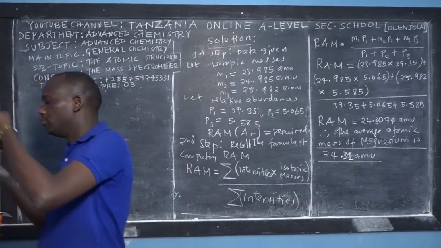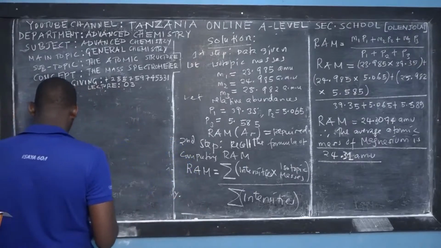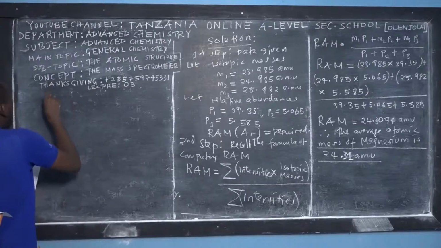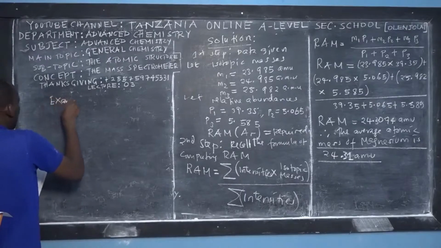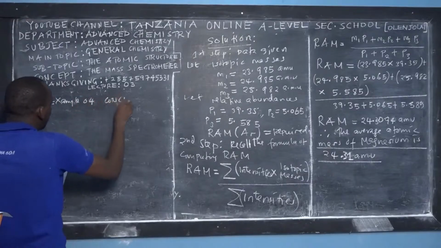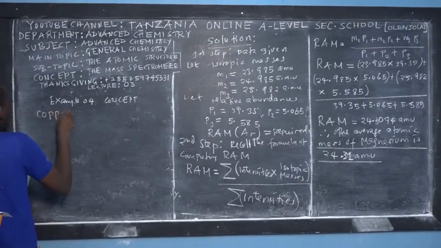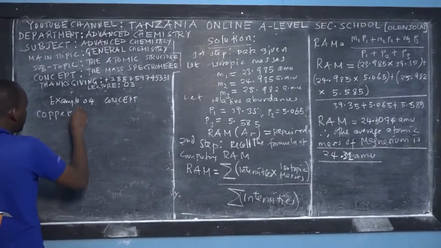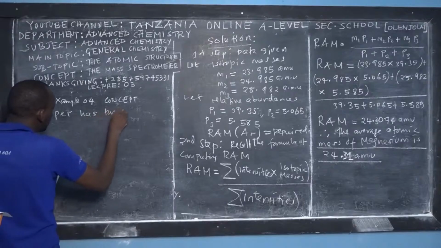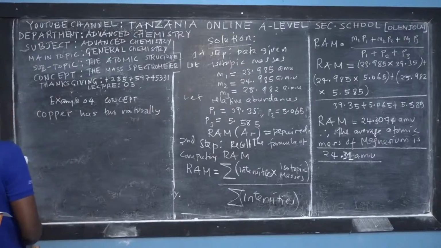Okay, so again we have the first example, and then this is example 4. Again, it has a concept for you to understand and even to pay attention to when we are solving. The question states like this: copper has 2 naturally occurring isotopes.